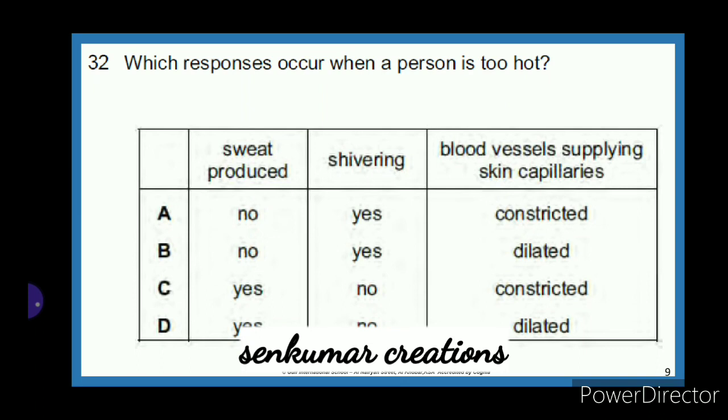Which responses occur when a person is too hot? When too hot, sweating is increased, right? Sweat produced, yes. So the answer may be either C or D. Shivering, no. So both have no given. Blood vessels supplying the skin capillaries dilated, right? Dilated means it becomes bigger in size. So yes, dilated. This is the answer. D is the answer. Okay, D is the answer. What's the next question?